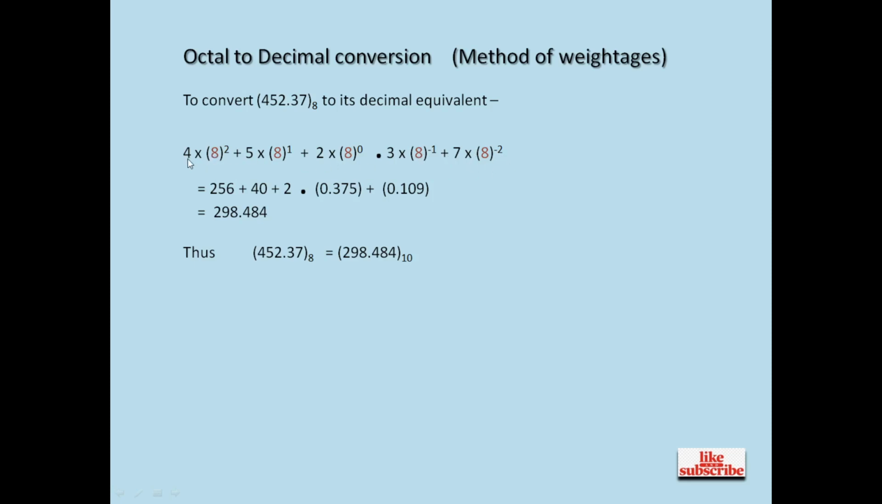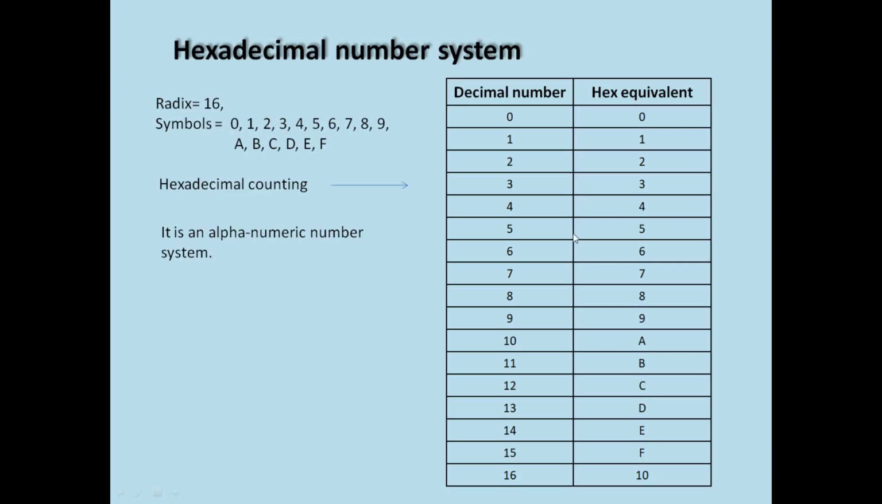When you calculate, this gives you 256, this gives you 40, this gives 2, 8 raised to 0 is 1. So 2 into 1 is 2, and this gives 0.375, this gives 0.109, and totally you get 298.484. So this is the decimal equivalent of the given octal number, which is calculated using the method of weightages.